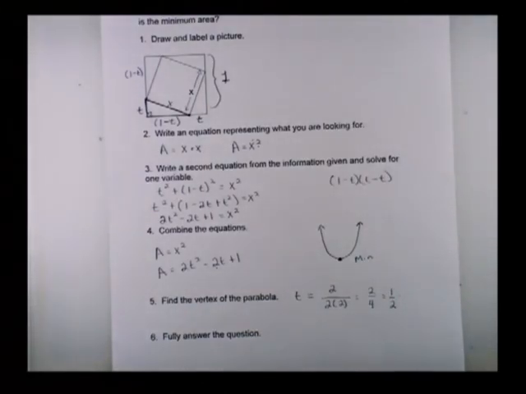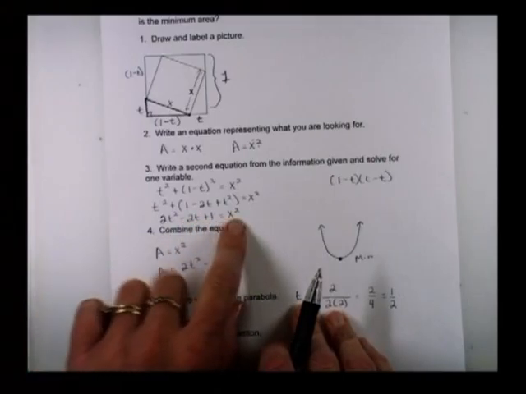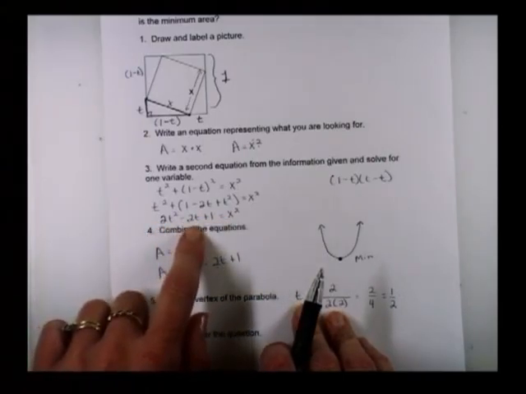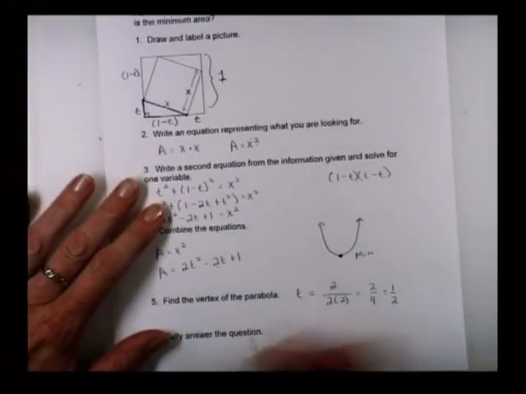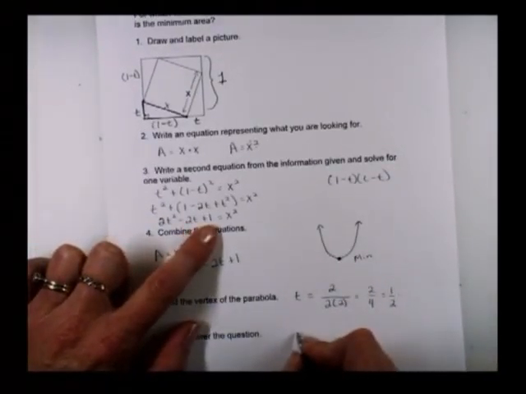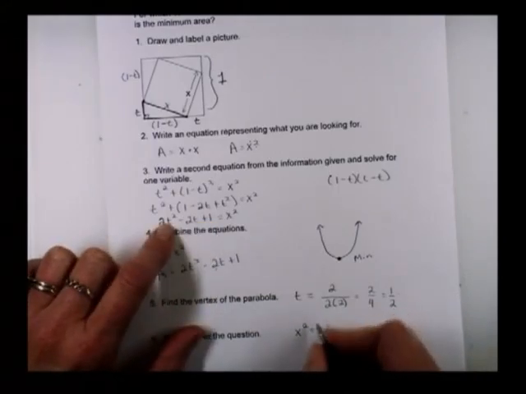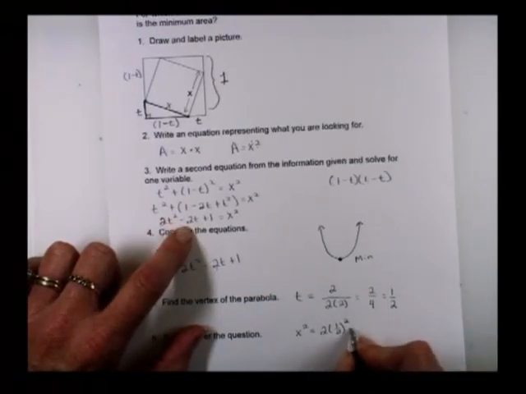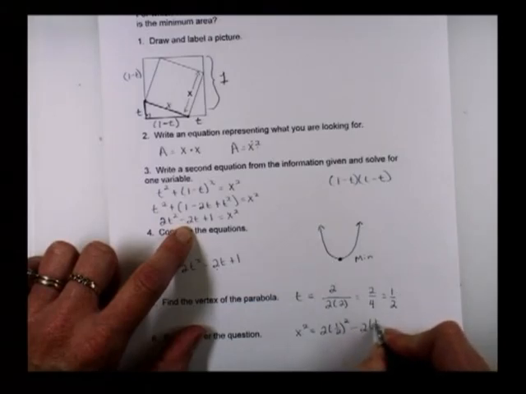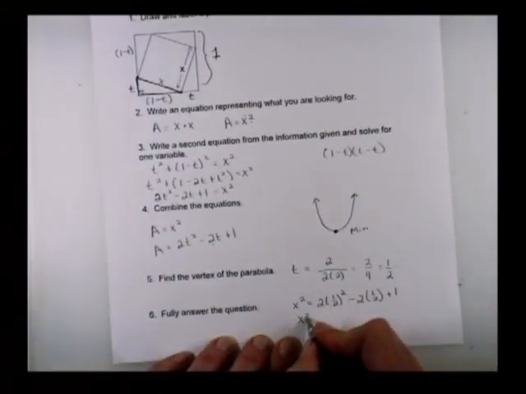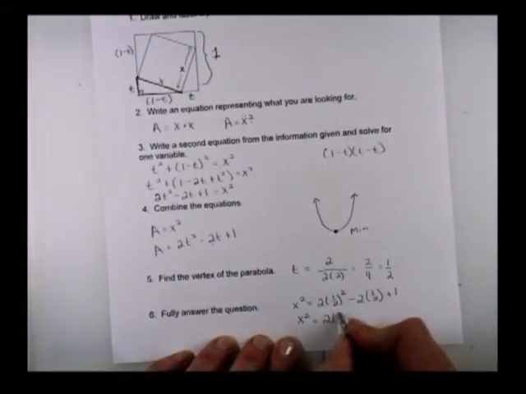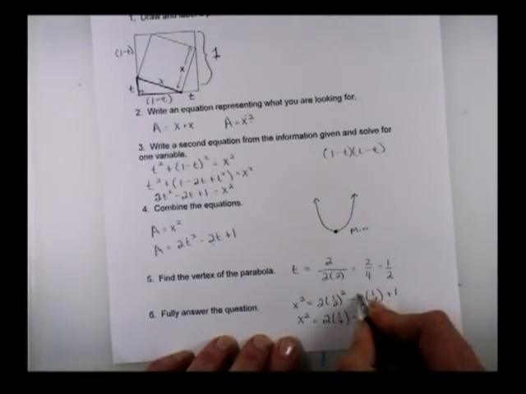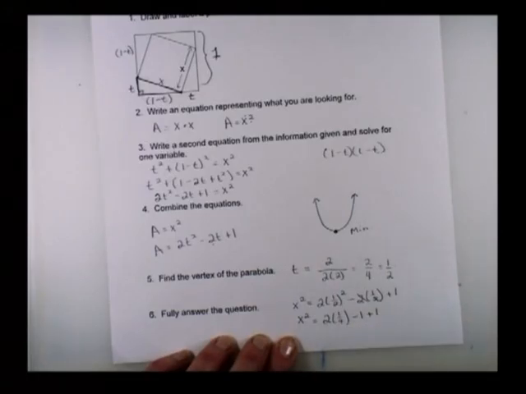Well, I need to make a substitution. Over here I see that x squared is equal to 2t squared minus 2t plus 1. So let's make sure that we answer the question. So x squared is equal to 2 times 1/2 squared, I'm just substituting in, minus 2 times 1/2 plus 1. X squared is equal to 2 times 1/4 minus 1 plus 1. X squared is equal to 1/2.